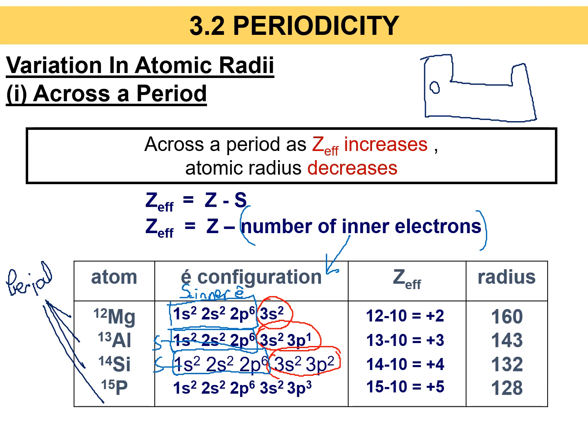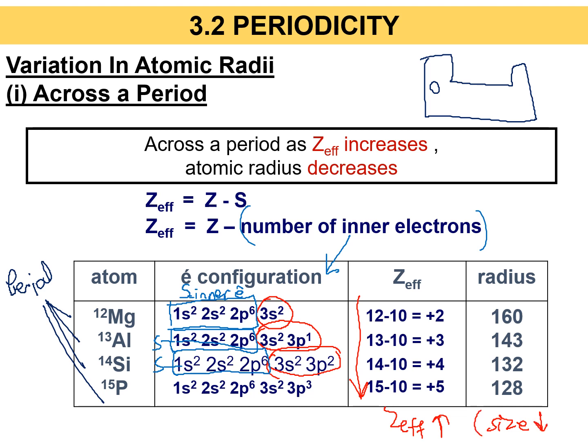So 14 tolak dengan 10 dapat positive 4. So you can see here, you can see down the across the period. Okay, across the period, ZEF dia memang makin lama makin meningkat and it is proven mathematically. Okay, so bila ZEF increase, size akan decrease. Kenapa size decrease?